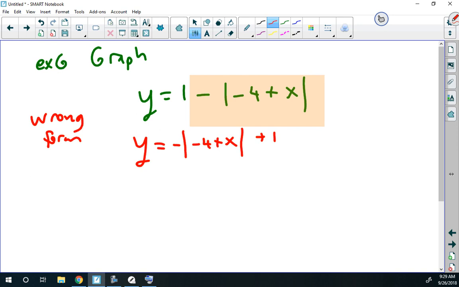Oh, man. Can I switch these two things around? The commutative property lets me do that, right? Okay. So what I've really got is y equals negative the absolute value of x, is it plus 4 or minus 4? Would it be minus 4? And then plus 1. Now we could probably graph it, right?